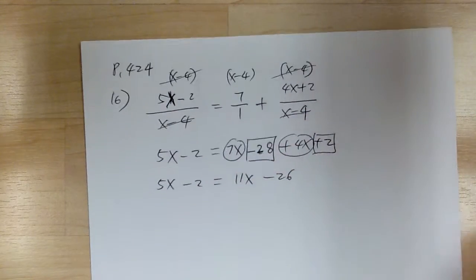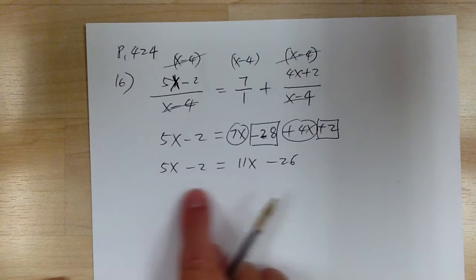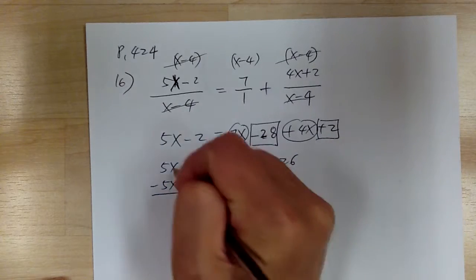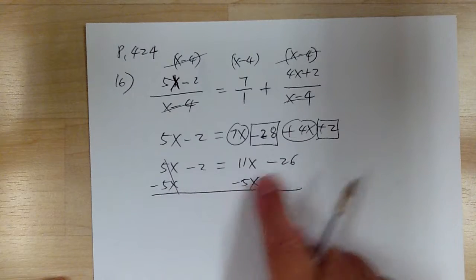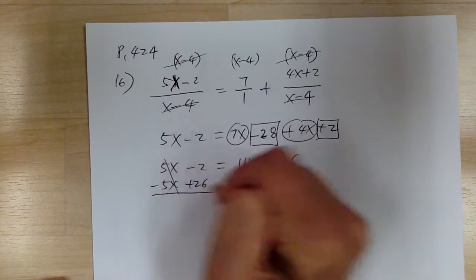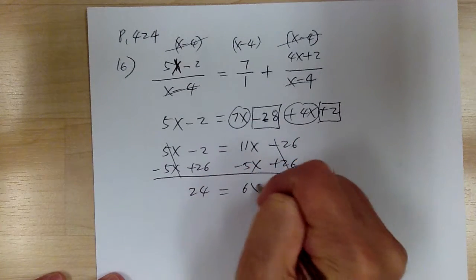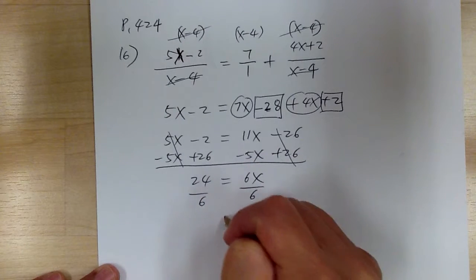minus 26. Since this is a bigger x, I'm going to keep this over here and move this over. So minus 5x on both sides, so this cancels out. Since I moved the variable to this side, I need to move the number to the other side. So plus 26, so this cancels out. So you get 24 equal to 6x. Then you divide by 6, so x equals 4.